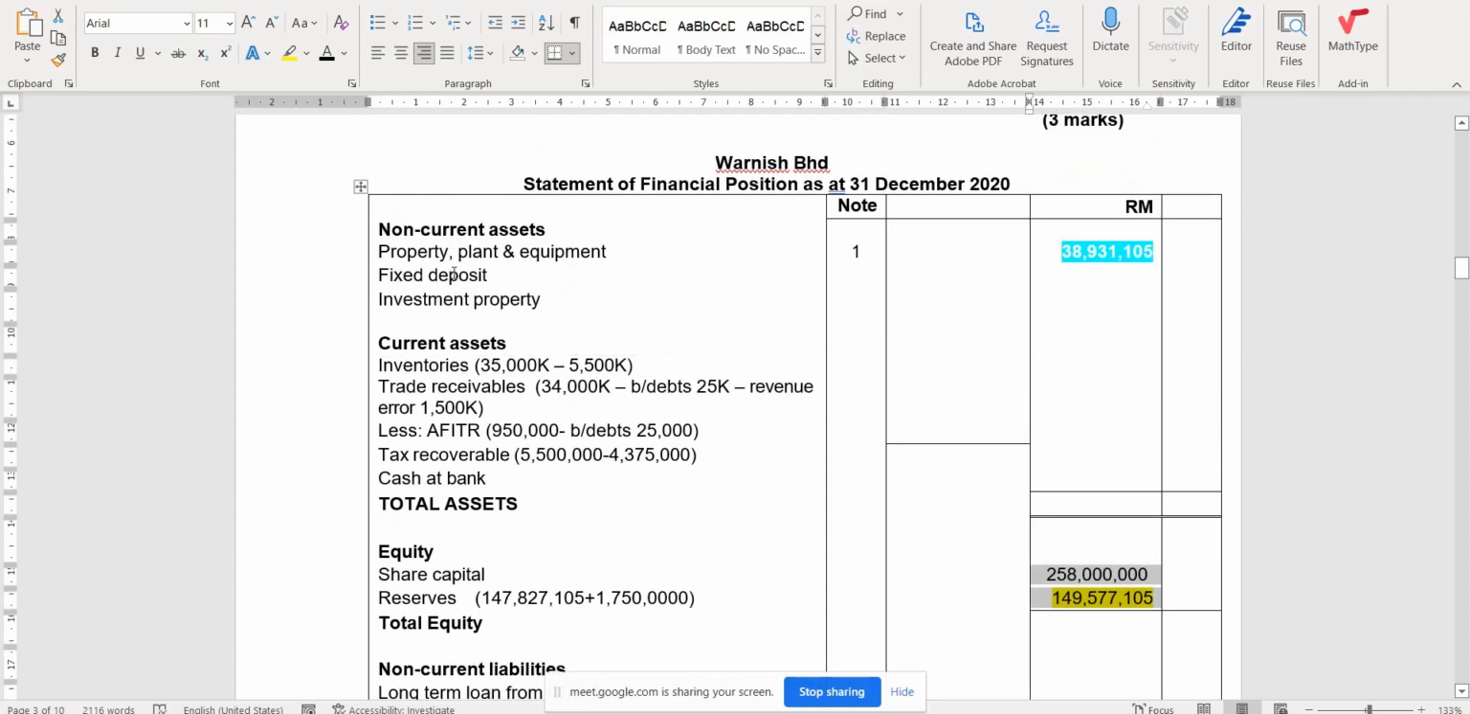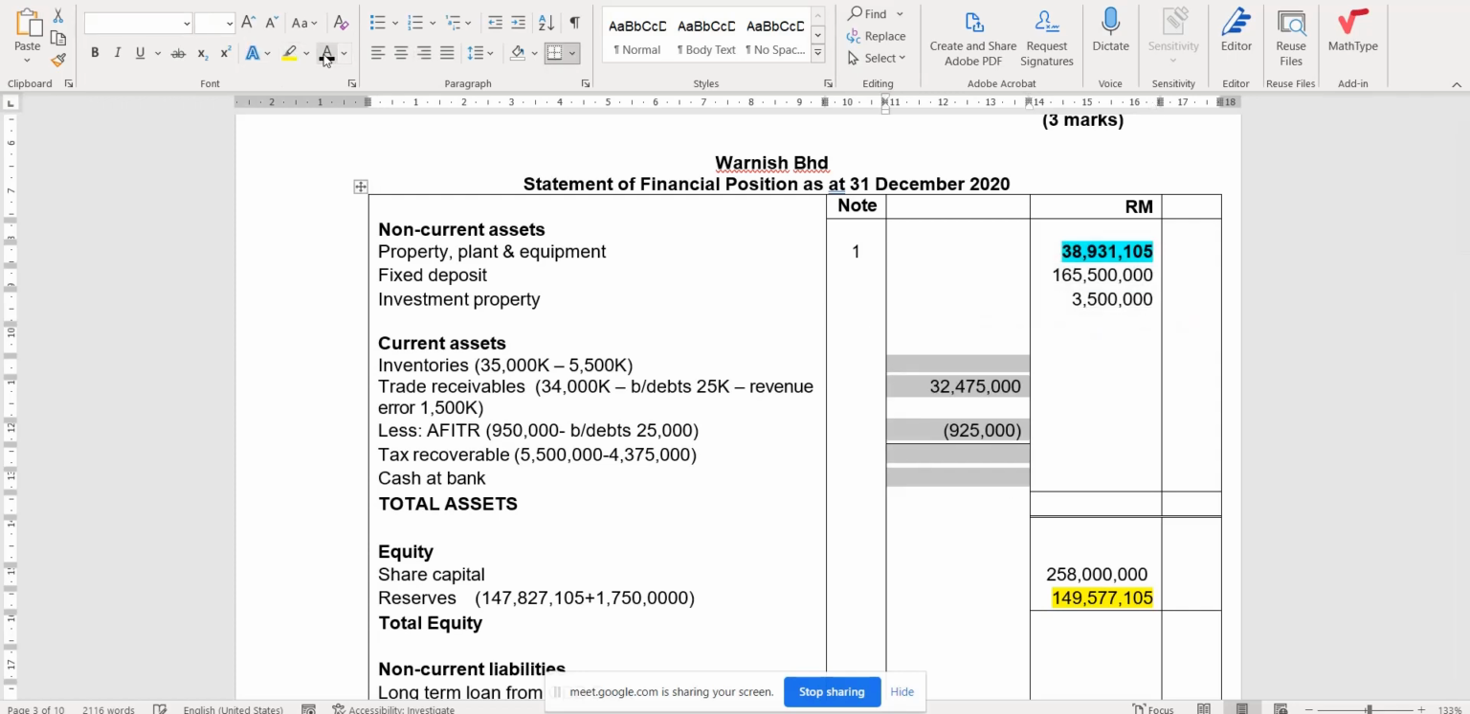Now we go on looking at the PPE. The working will be provided later. But the fixed deposit does not change. The investment property does not change. It's still the same thing. What changes is the one here. I want you to focus on the item on current asset. Inventories was changed due to write down. This is the write down.